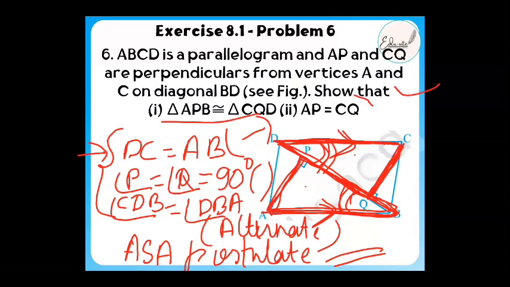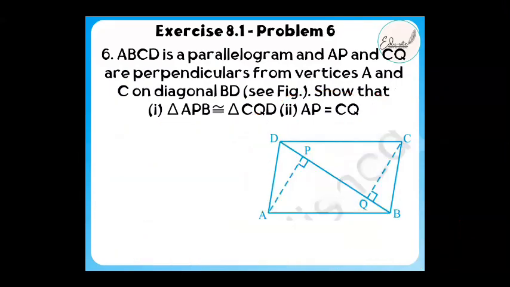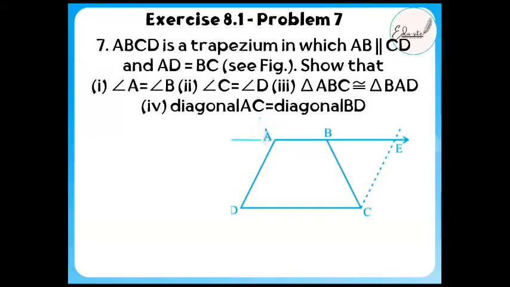And then they asked to prove AP is equal to CQ. How can we prove AP is equal to CQ? This is CPCT, correct? Corresponding parts of congruent triangles. Done. That's all. It's very easy, right? Okay, done. So you have this problem as homework. This is the last problem in exercise 8.1.